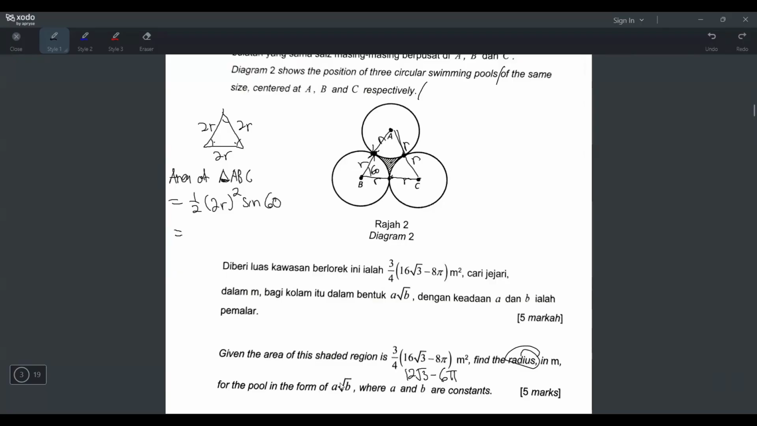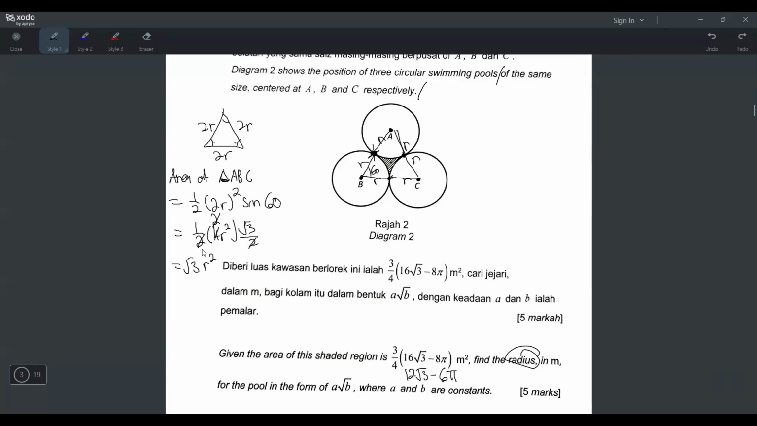The question is given in this form, so I will not write in decimal. The sine 60, which you should have memorized in trigonometry, is square root 3 over 2. And the 2r square becomes 4r square when you square it. Then 1 over 2 here, and this 2 and this 4 can cancel. You will be left with 2r square here, and then the 2 and 2 cancel again. So it's just left with square root 3 r square. So this is the area of the triangle.